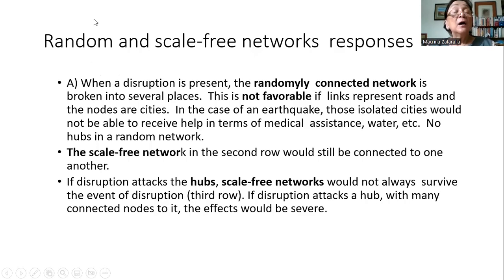No hubs are occurring in a random network. The scale-free network in the second row of the figure would still be connected to one another. If disruption attacks the hubs in a scale-free network, the network would not easily survive the event of disruption. If disruption attacks a hub with many connected nodes to it, the effects would be more severe.